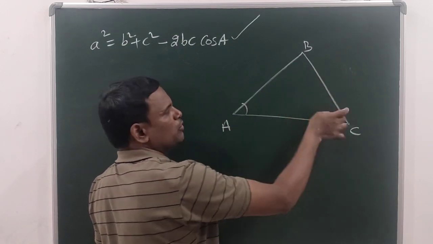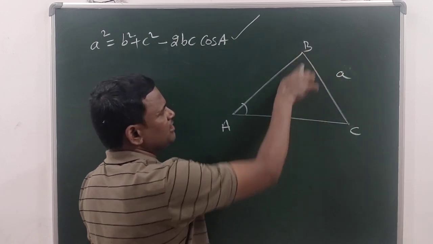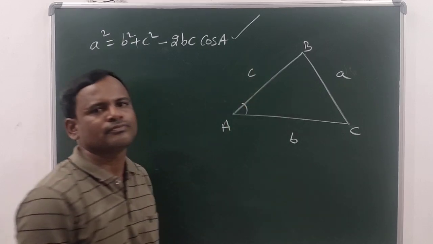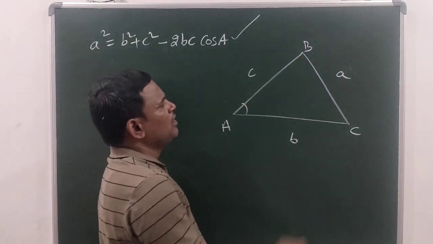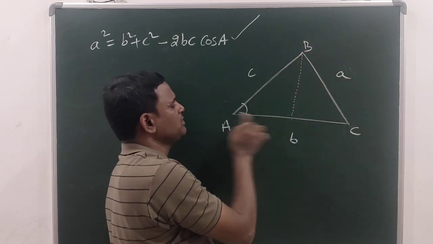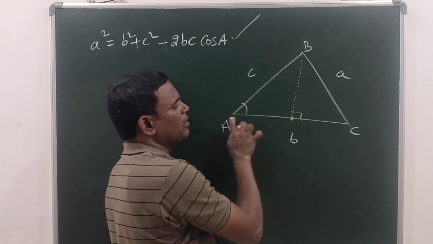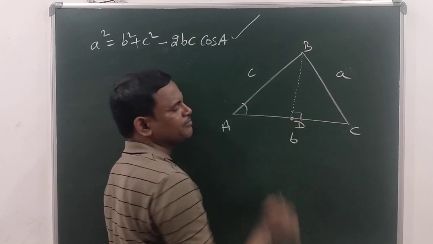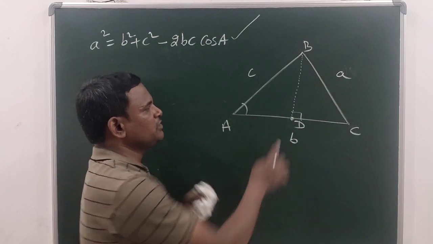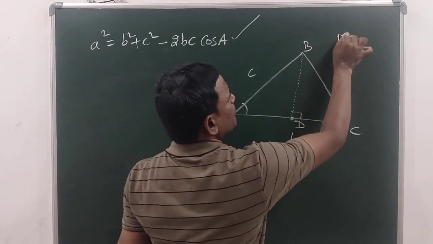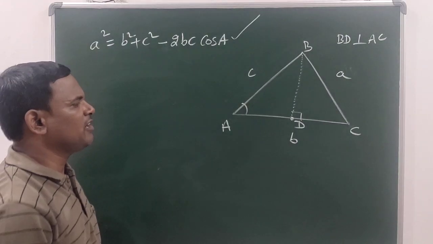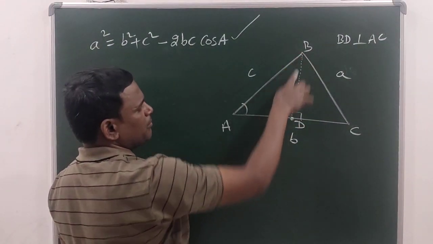Small a, because it is opposite to vertex A. Now AC length is small b, AB length is small c. So hereafter, students, draw an altitude from B to AC, which meets AC at a point D. Okay, students, I took one construction, that is BD is perpendicular to AC. Right. Hereafter, take this triangle BDC.